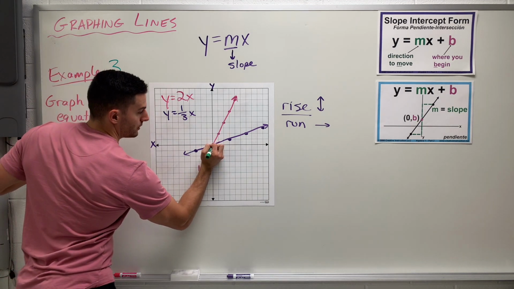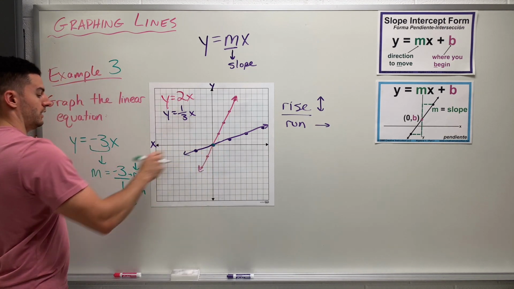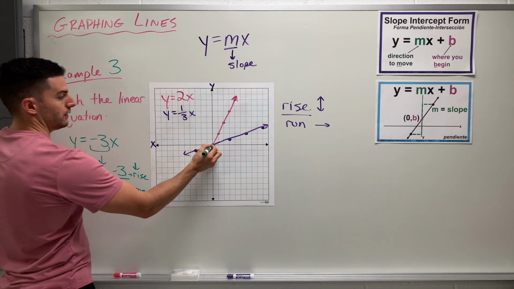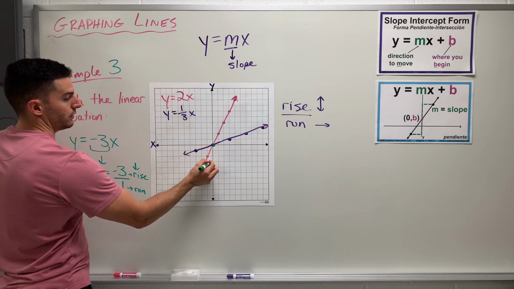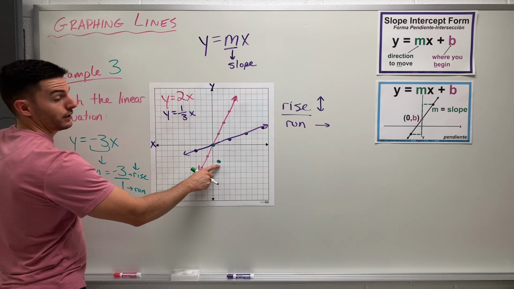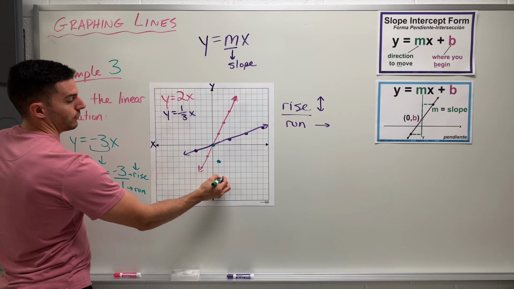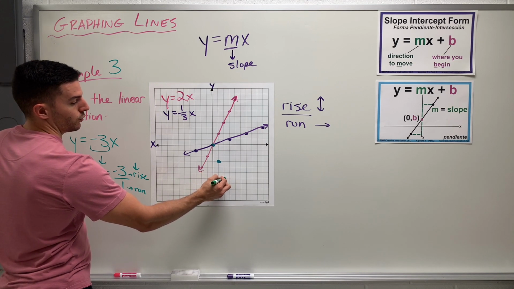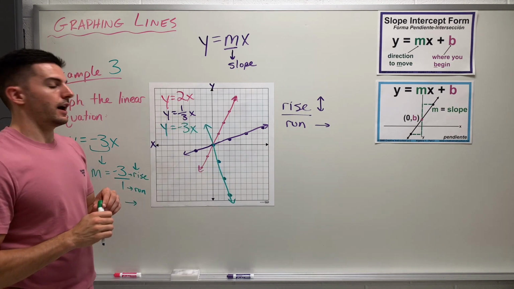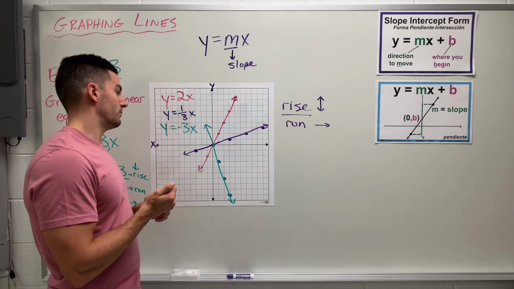So again, I start in the middle, okay? That's where we're starting with these. And then I move down 3, 1, 2, 3, and right 1. So there's my first point. Okay, so you notice I'm moving in a much different direction. Down 3, right 1. Keep moving in the same way. But you notice, wow, that line is going in a much different direction.